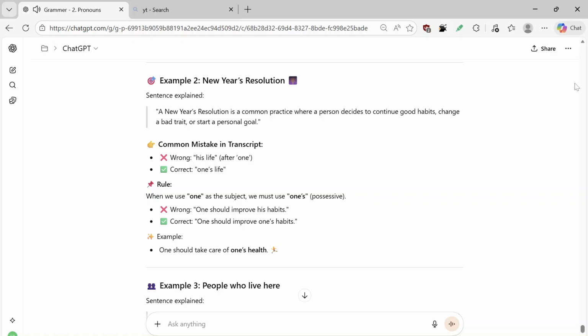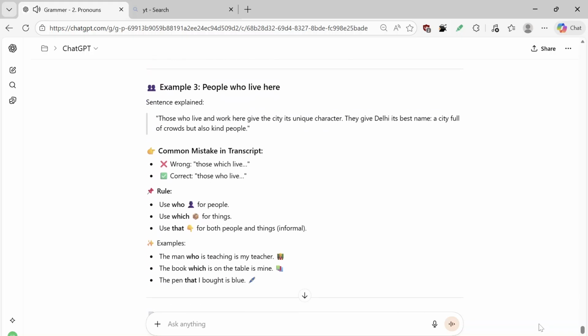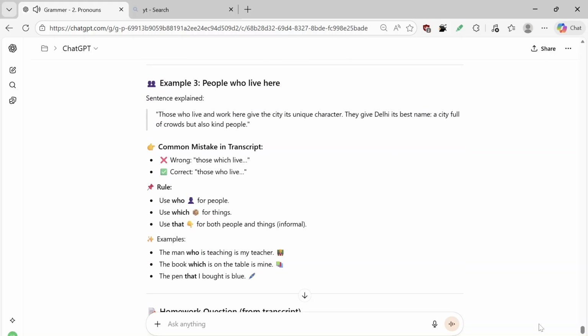Wrong: one should improve his habits. Correct: one should improve one's habits. Example: one should take care of one's health. Example 3, people who live here. Sentence explained: "Those who live and work here give the city its unique character. They give Delhi its best name. A city full of crowds, but also kind people."